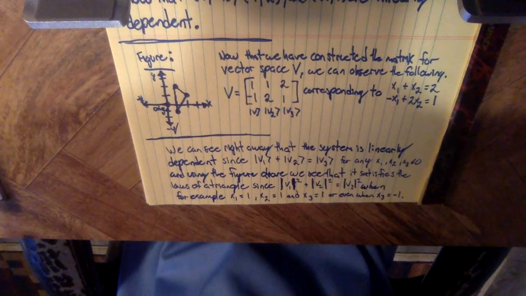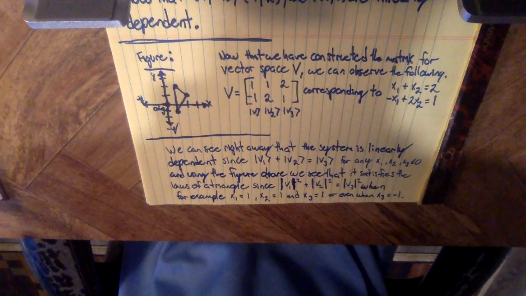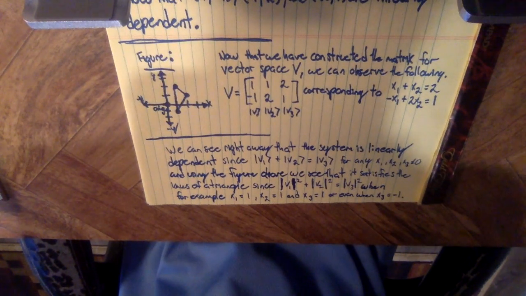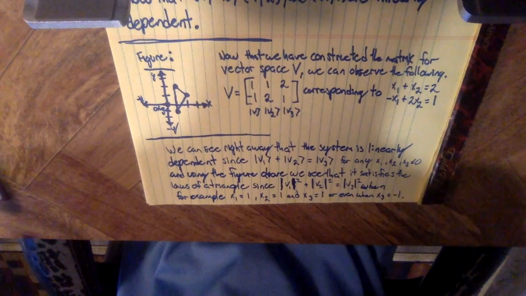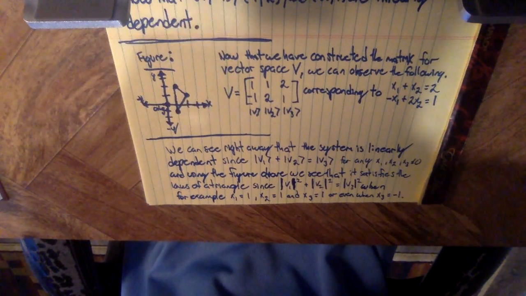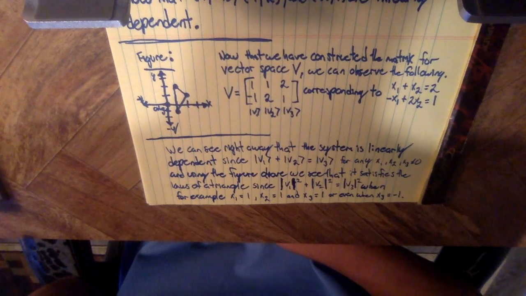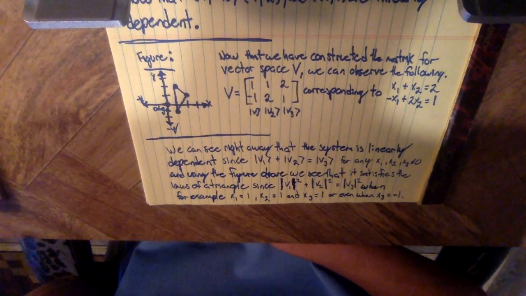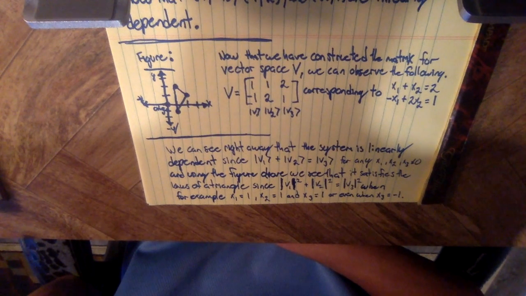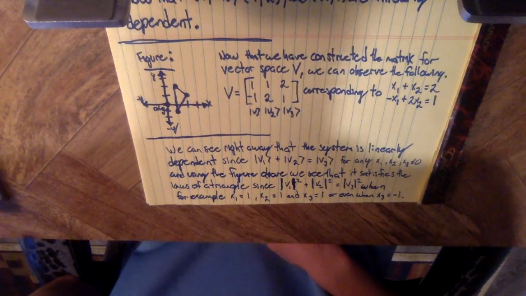Using the information we gathered in the prior steps, we can see right away that the system is linearly dependent, since adding vector 1 and vector 2 results in vector 3 for any x1, x2, and x3 not equal to 0. And using the figure above, we also see that it satisfies the laws of a triangle. The square of vector 1 added to the square of vector 2 results in the square of vector 3. In addition, setting x1 equal to 1, x2 equal to 1, and x3 equal to 1 will result in 0 for our given matrix, or even setting x3 equal to negative 1 would result similarly and satisfy all conditions.